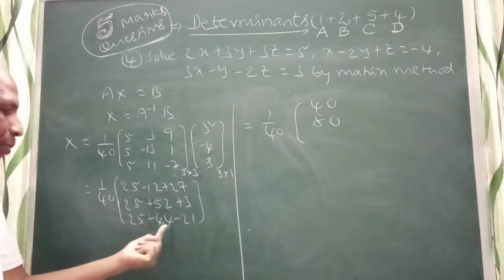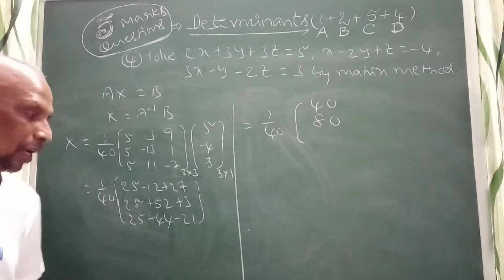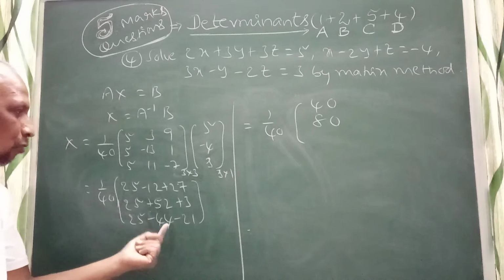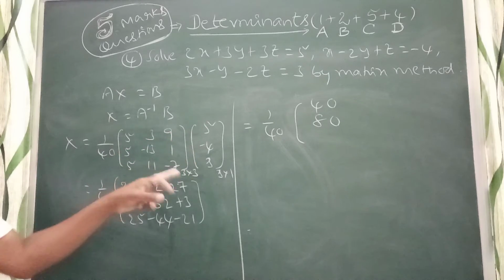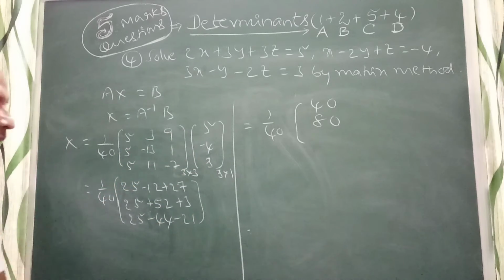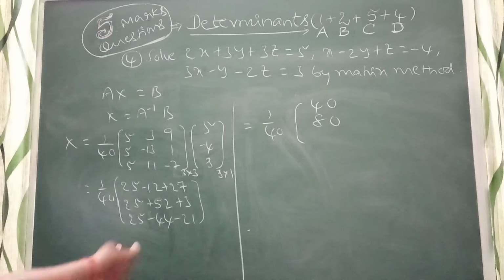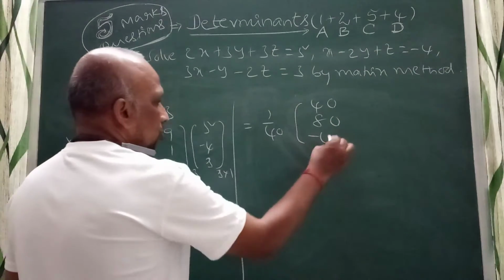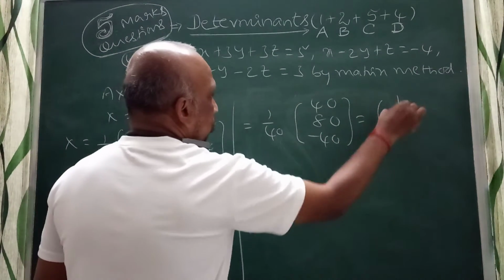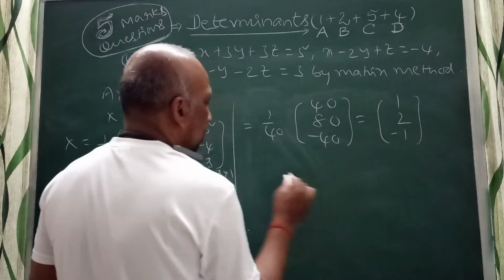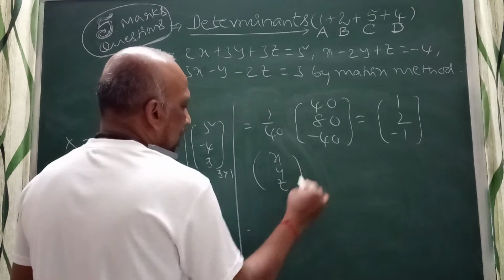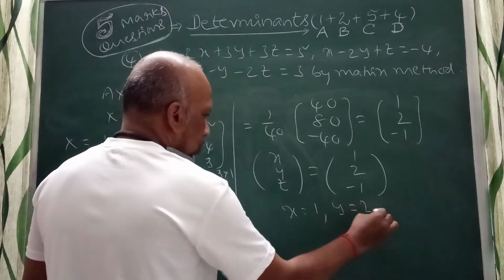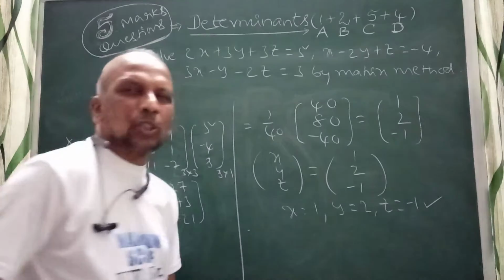Or you can see 25 minus 63. You can check that you are getting here this is 44 written. If 25 minus 44, you will get minus 21, right? This is the value we have. This totally has 65. You get minus 40. So it comes 1, 2, minus 1. We got this one. X, Y, Z equal to 1, 2, minus 1. X is equal to 1. Y is equal to 2. Z is equal to minus 1.